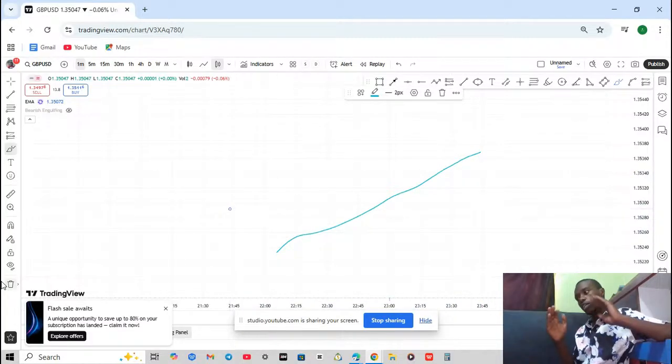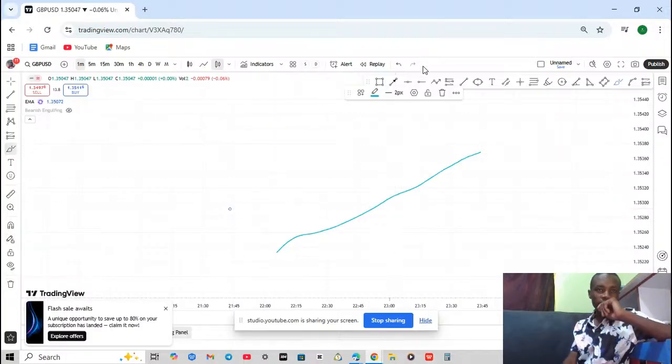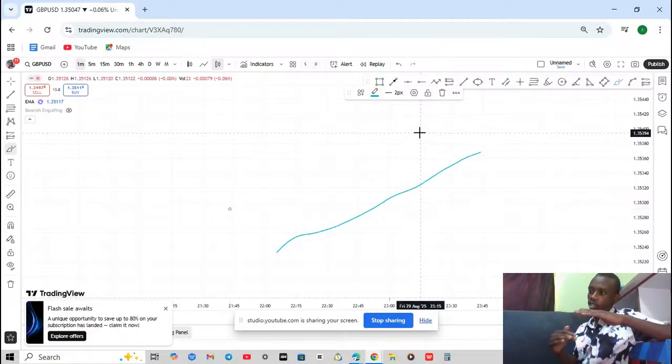Let me first of all outline all my conditions: the things that must be present for me to look for the entry reason, then the stops, then the targets. The first rule that must be met for me to continue looking for an opportunity is that I use two time frames, a higher time frame and a lower time frame.